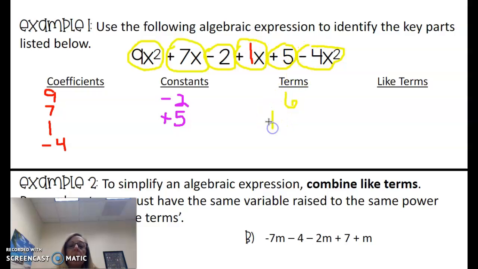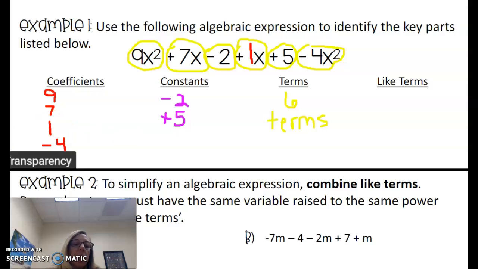6 terms. And if you want to highlight them in a different color so you can see them, you're more than welcome to. Now there's something different here. It says like terms. Ooh, that's different than just plain old terms because I want terms that are actually alike.